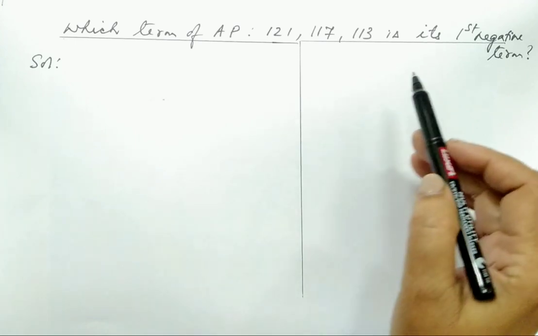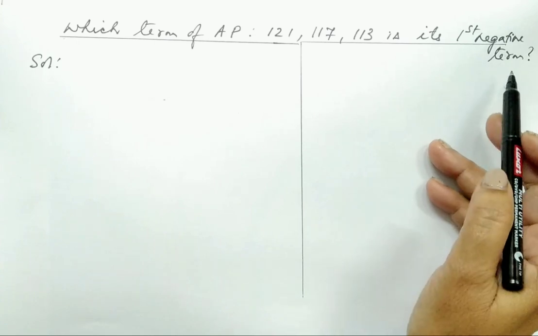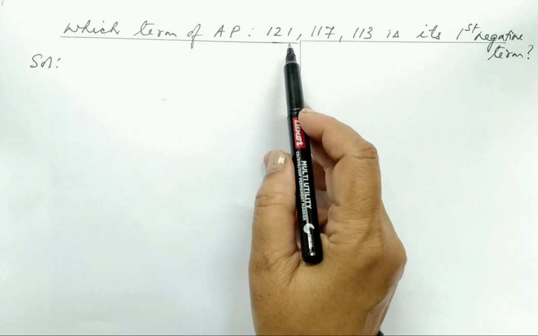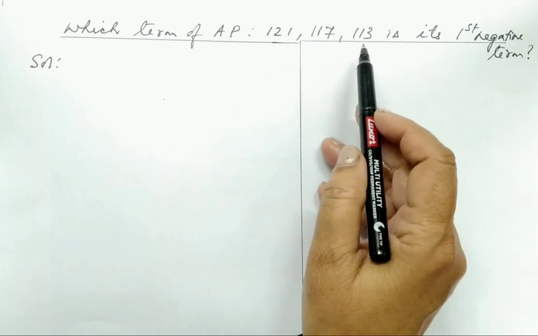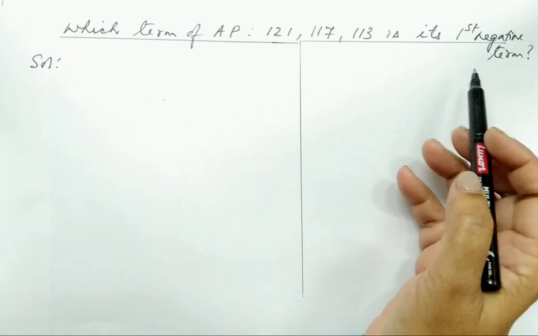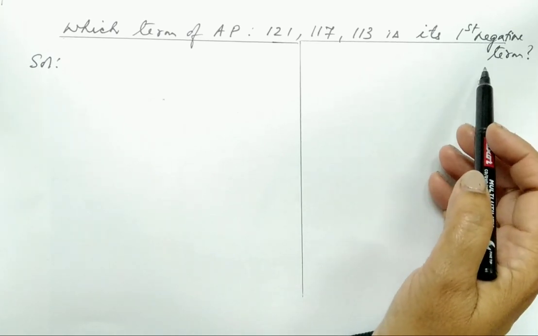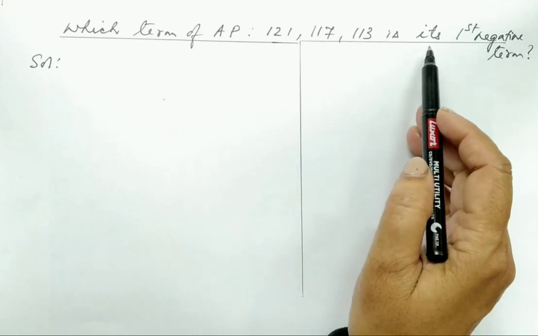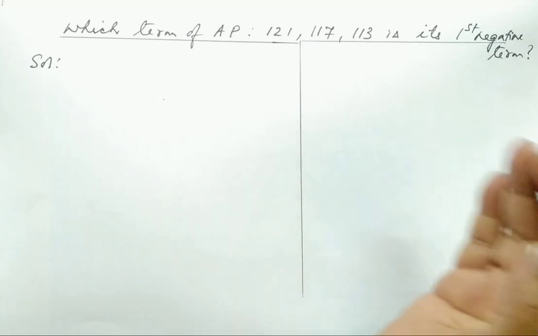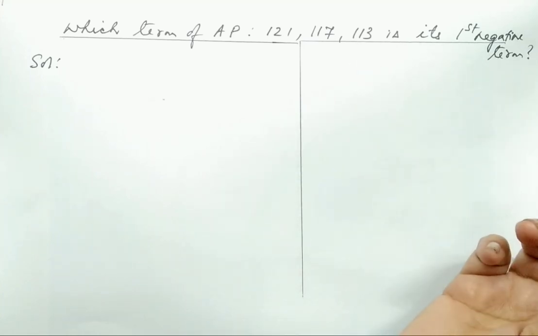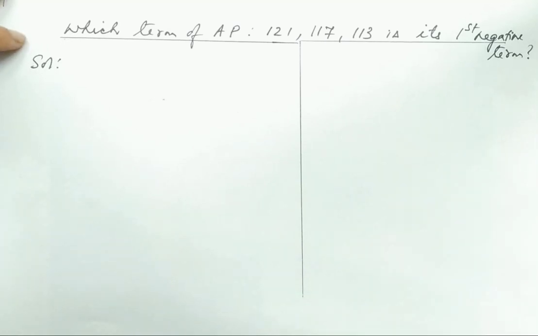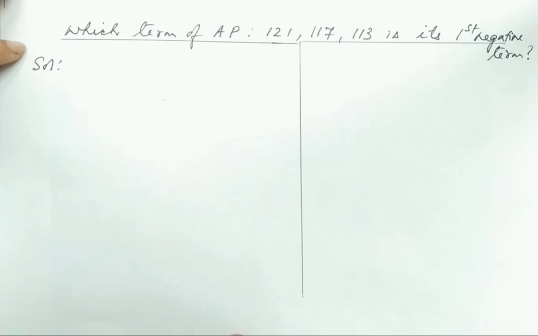Since they're talking about finding the first negative term of this arithmetic progression, provided the first term is 121 and so on, how do you deal with this? Because we are talking about the terms which will gradually reduce and end up being the first term before 0. So it has to be negative. Let's see how we go about this.